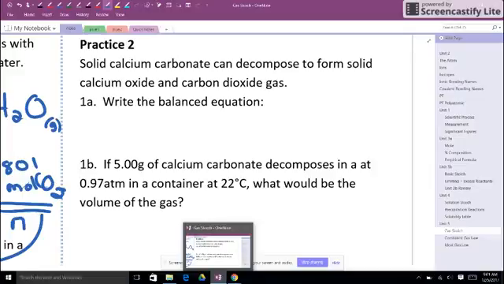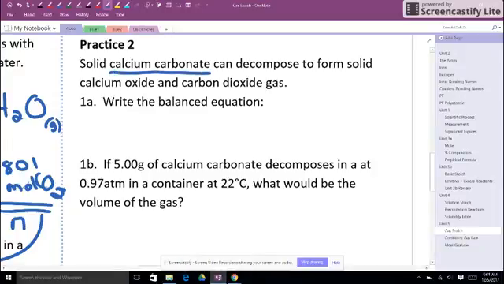Okay, we left off with the practice 1 problems. Now let's move on to the practice 2 problems. So for practice 2, it starts with solid calcium carbonate.